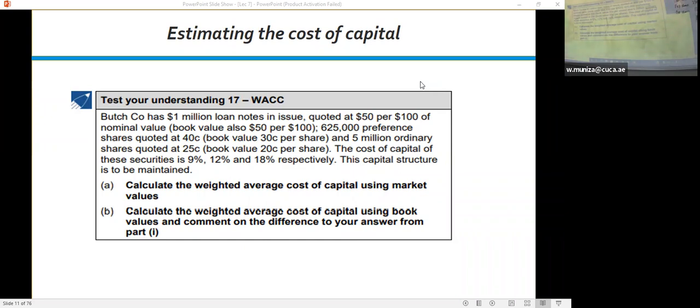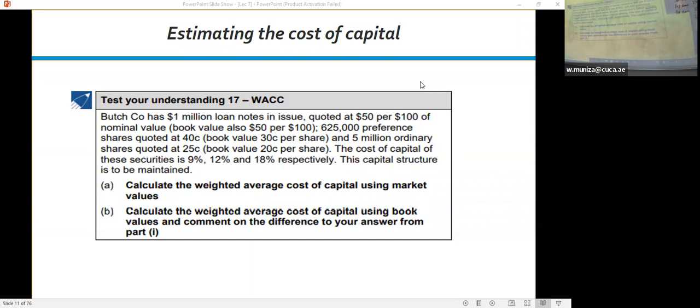Now we have to calculate their weightage. How much is the total value of all these? We are going to add them up. So the total is 20 million, is it? Sorry, 2 million. 2 million. Got it? Now we are going to calculate their weights or proportions.